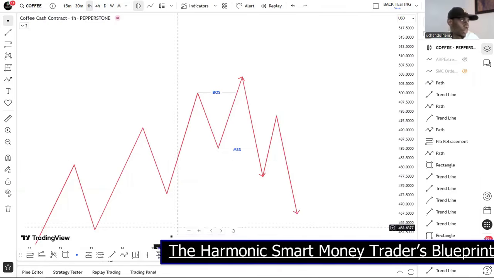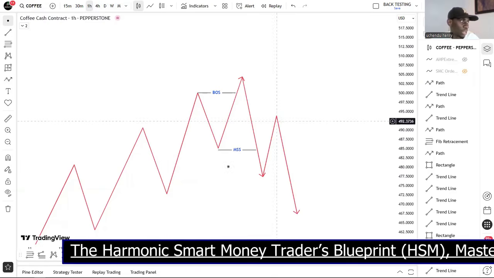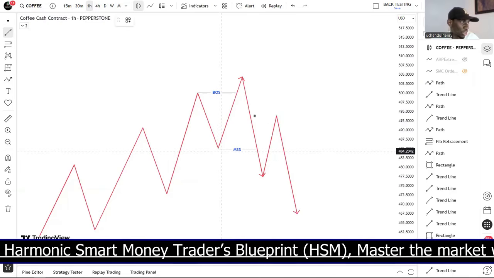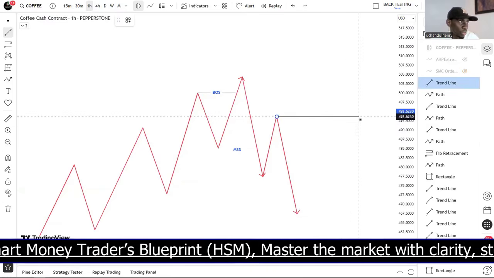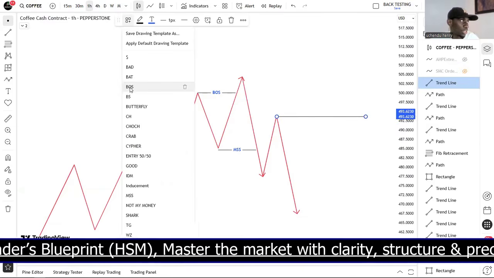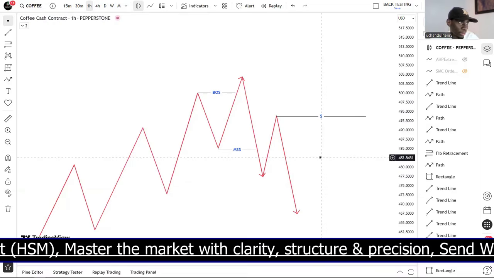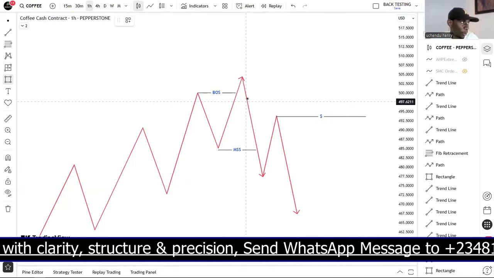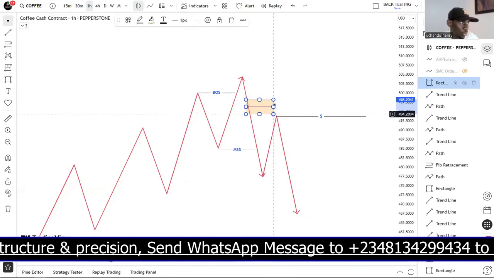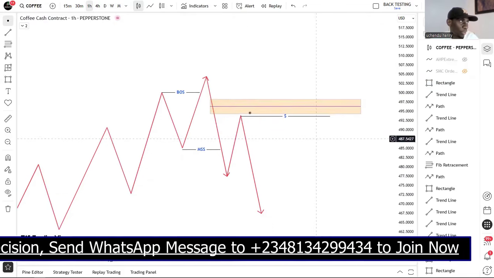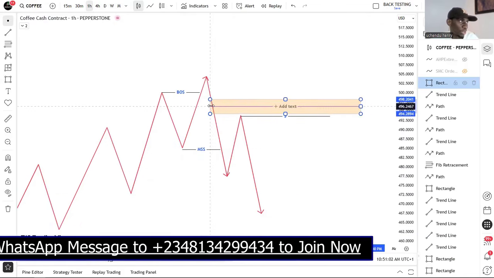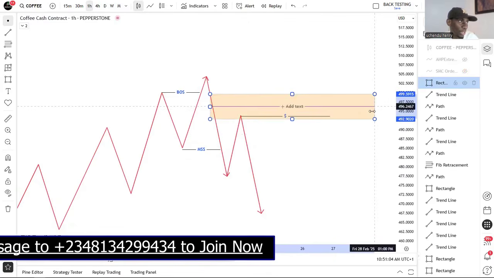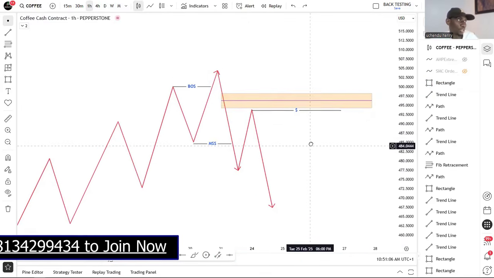Now price has given us an inducement liquidity. That first pullback after the market structure shift is called an inducement liquidity. So if there's any available order block or fair value gap closer to this inducement liquidity, that becomes our point of interest. I hope this is very clear.